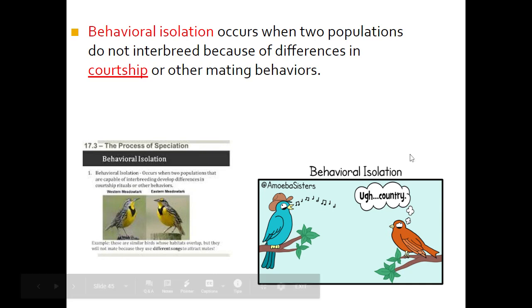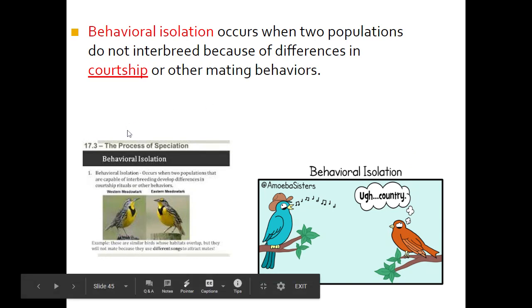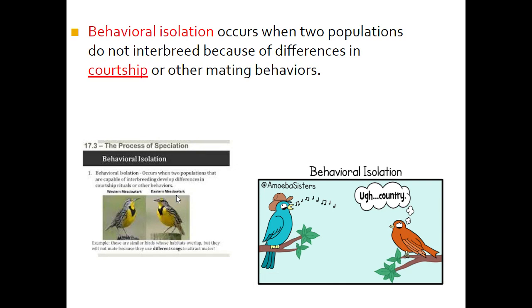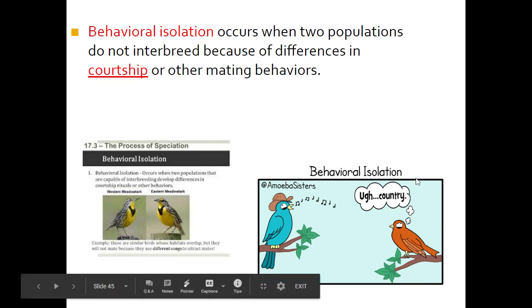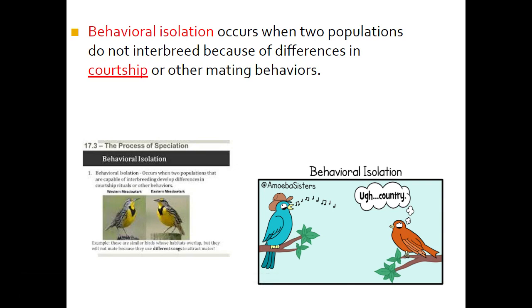So you have some species here. This is the western meadowlark, and this is the eastern meadowlark. They are very similar. You probably could not tell the difference between them physically unless you looked really closely, but they sing different songs and they will not respond to the other meadowlark's song, as emphasized by this little cartoon here. Okay, they just have to respond, and if they don't respond, they're not going to mate.